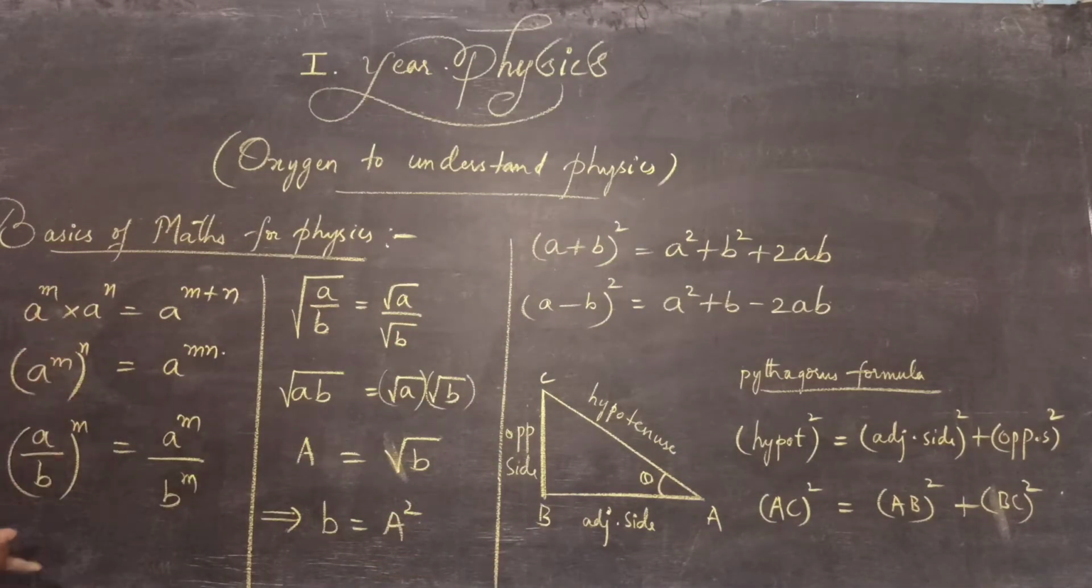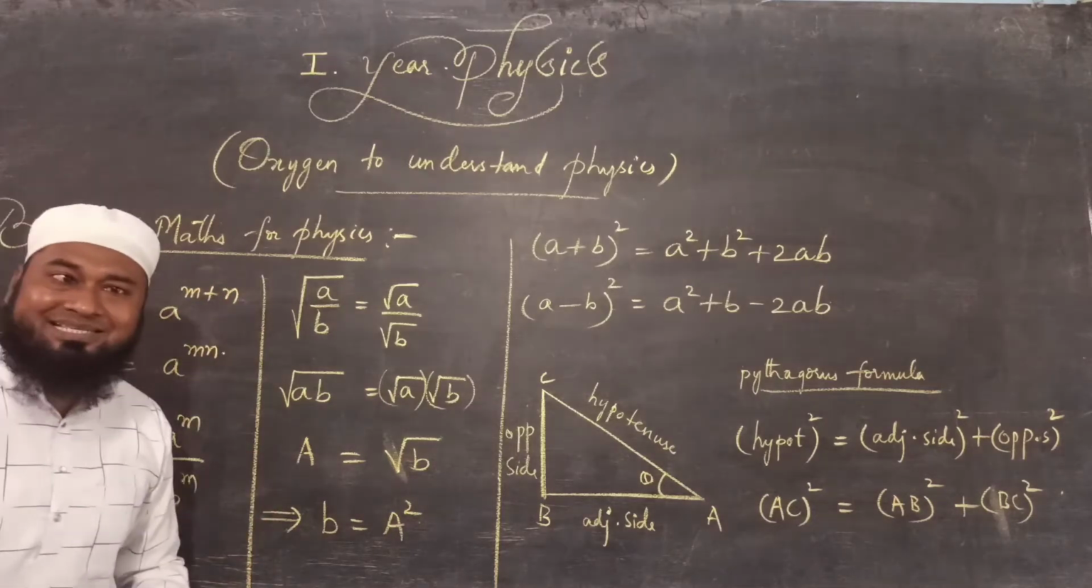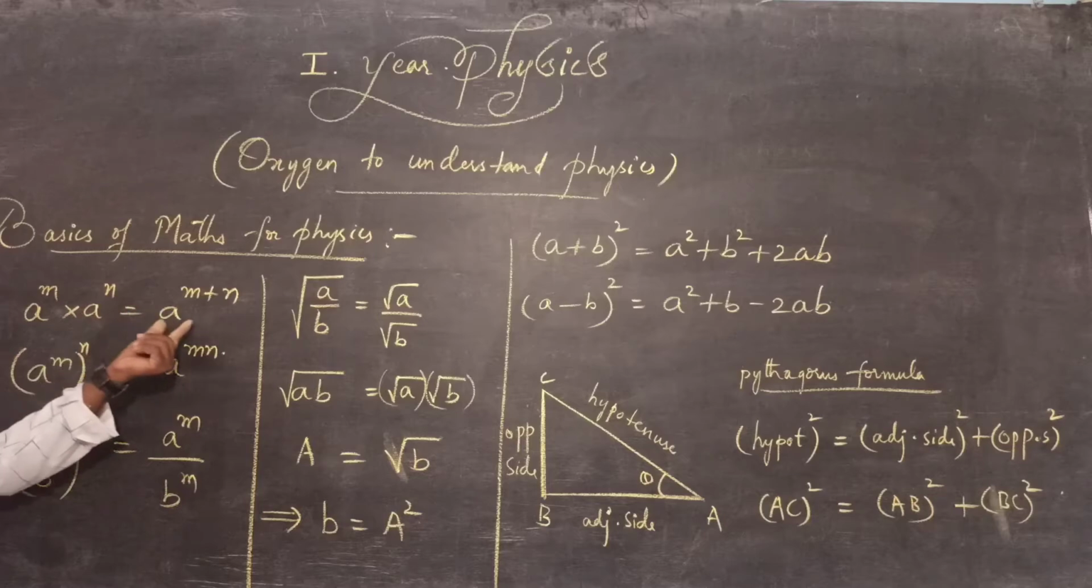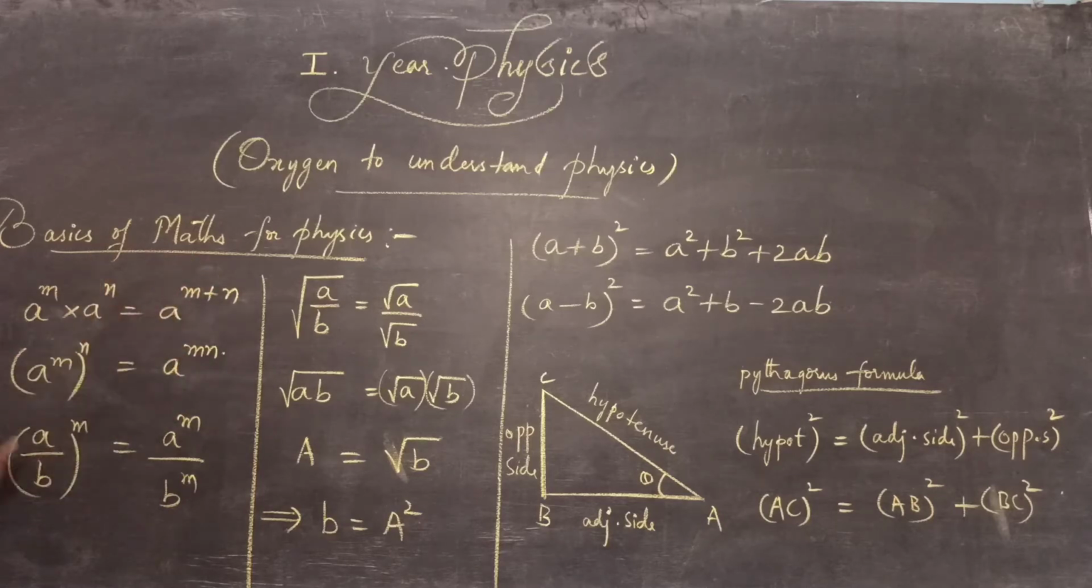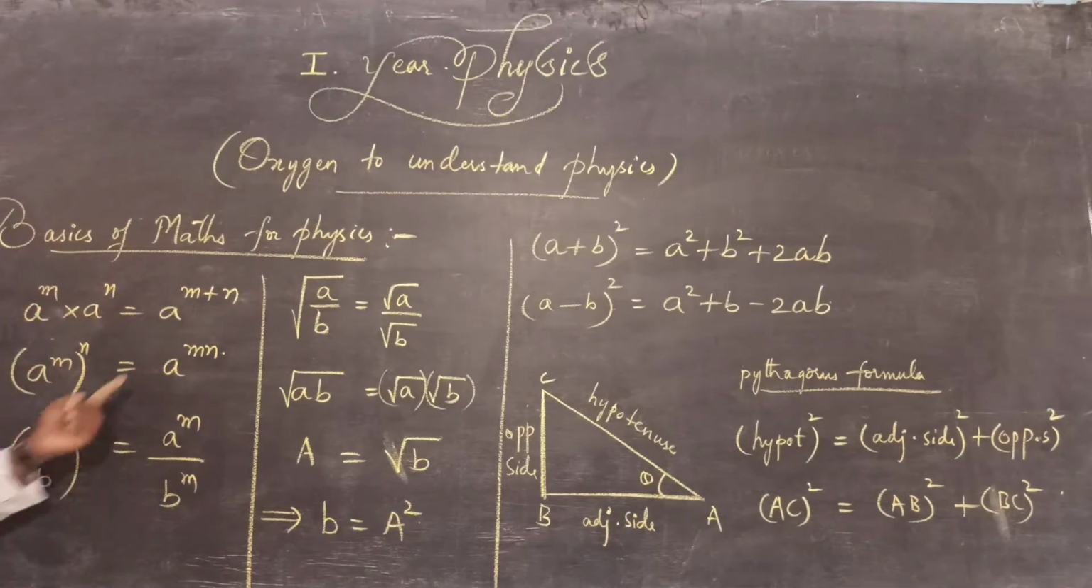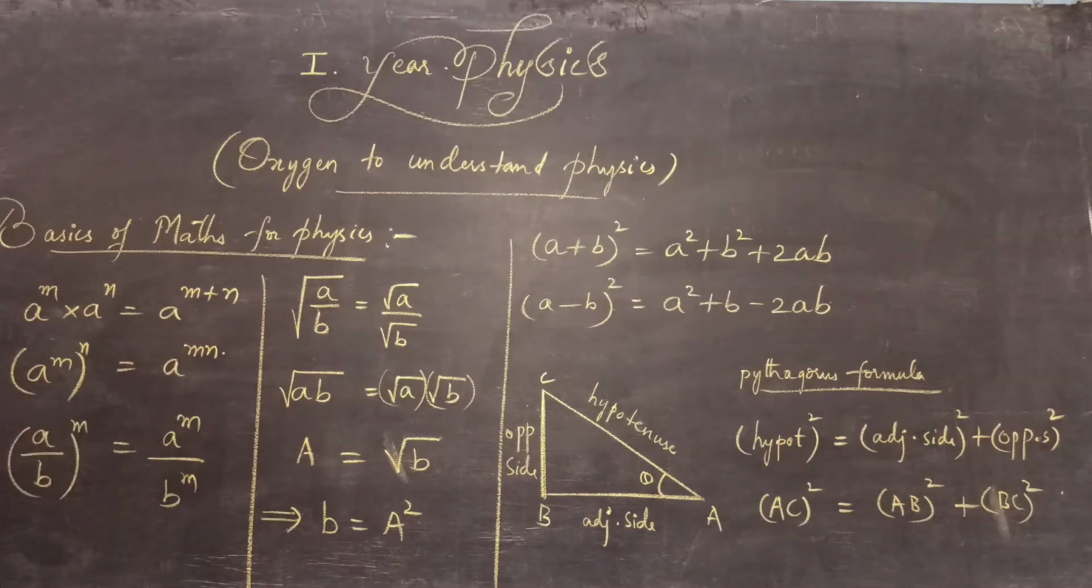These are exponential formulas. A power m into a power n can be written as a power m plus n. If bases are same, just write the base one time and add the powers. A power m whole power n: just multiply the powers, A power m into n. A by B whole power m, if it is given, this power will come for both. For A also it will come, for B also it will come. So A power m by B power m.